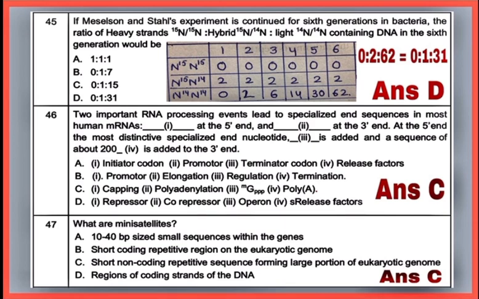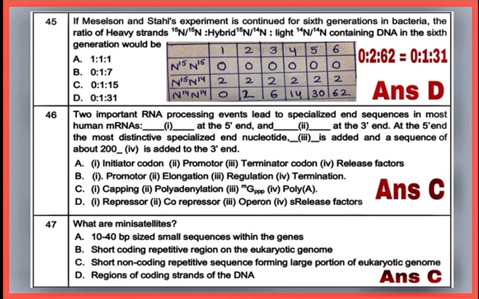Question number 46. Two important RNA processing events led to specialized end sequences in most human messenger RNAs, one at the 5' end and two at the 3' end. At the 5' end, the most distinctive specialized end nucleotide is added and a sequence of 200 is added to the 3' end. Option C is correct.